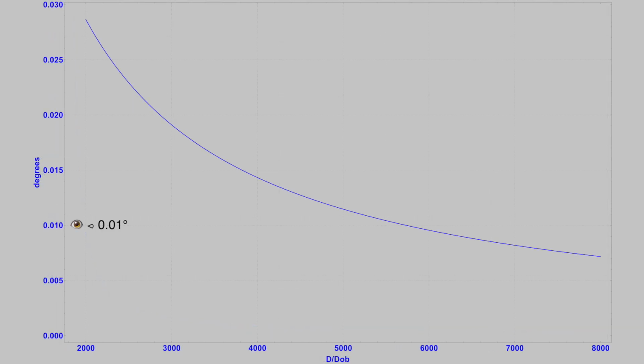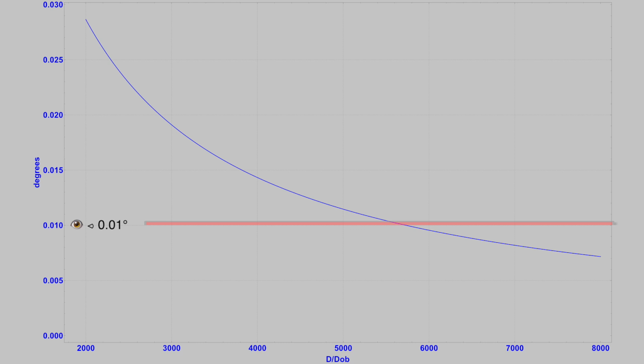This is the same graphic, but showing a ratio on the x-axis going from 2000 to 8000. We now see the line crossing the point where even the best human observers will not be able to resolve the two objects. This happens somewhere past a ratio of 5000. Our ability to resolve two objects significantly influences what we see or don't see when we look at the stars.